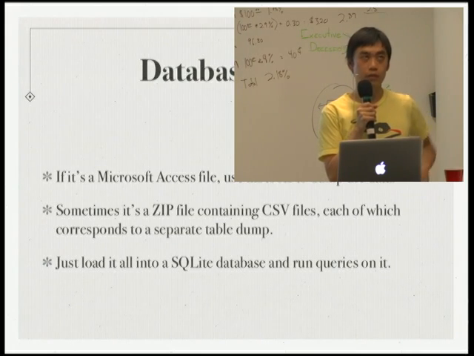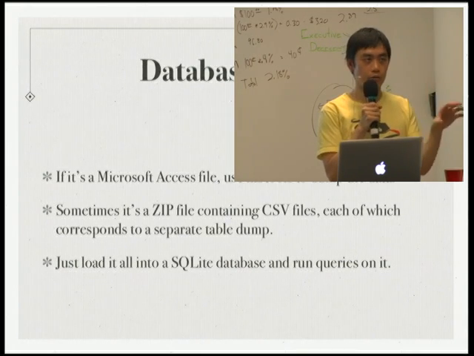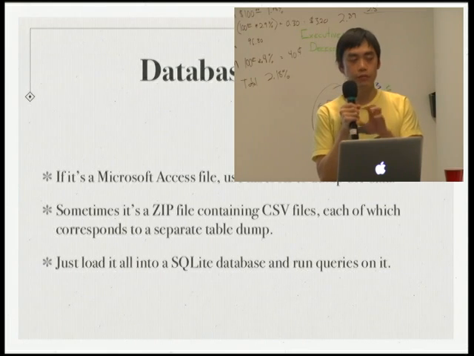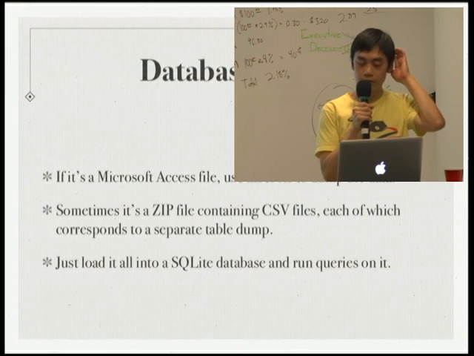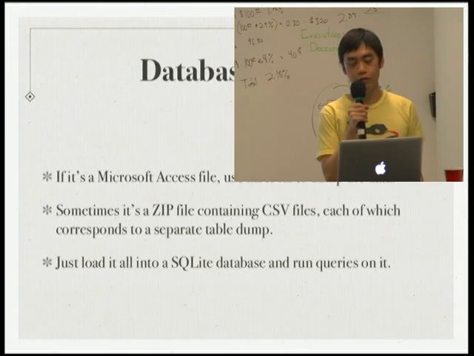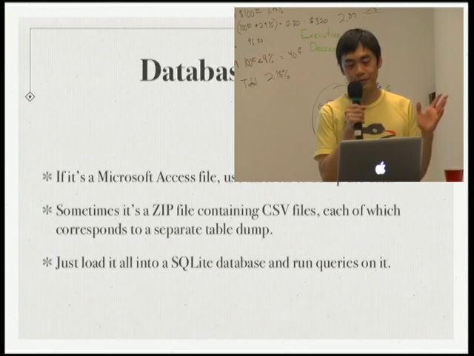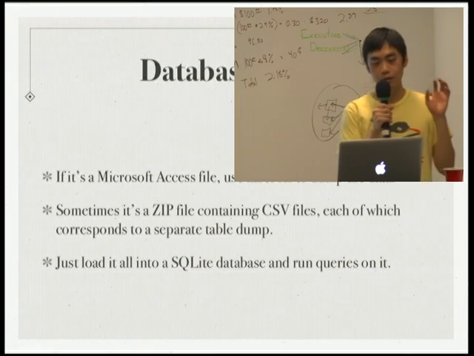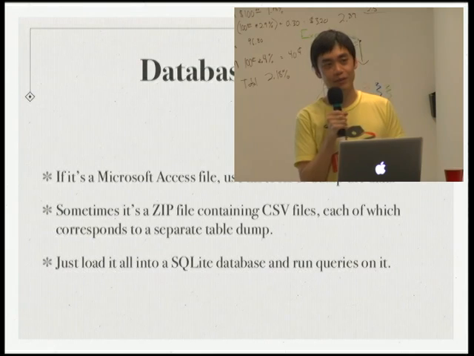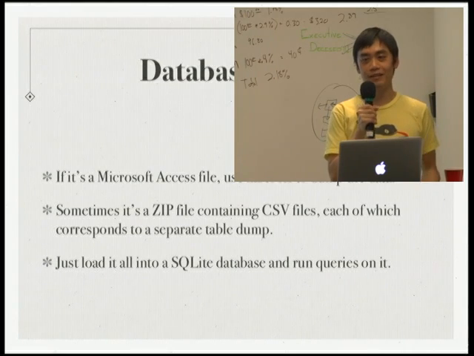Also, you'll see something like a zip file that's full of CSV files, and each CSV file is a dump of a different table in their database. We've dealt with this where we just read everything into a list of dictionaries and do manual join-like things, but you should actually just put it in a real database and do actual joins, because it'll save you way more time. It's probably not efficient, but your own time is more important than the computer's time.